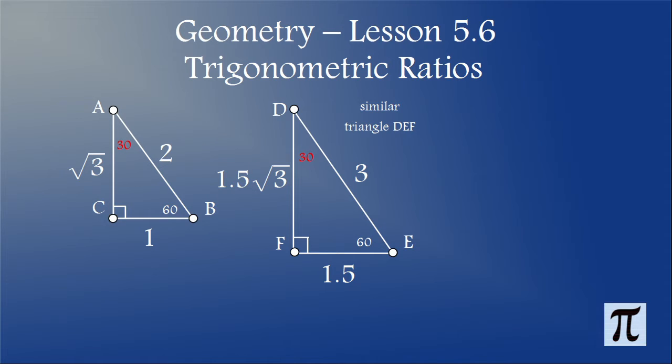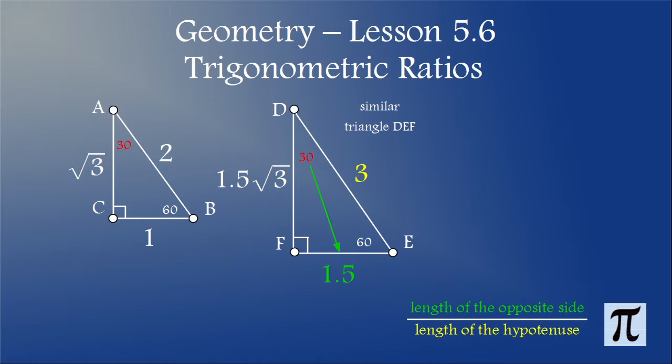Let's focus on this 30-degree angle in both triangles. And I want to look at the ratio of the length of the opposite side over the length of the hypotenuse. So the opposite side of the 30-degree angle here would be segment FE. This leg is 1.5 long. The length of the hypotenuse is 3. So we write that as a ratio, or a fraction, 1.5 over 3, which turns out to be 0.5.